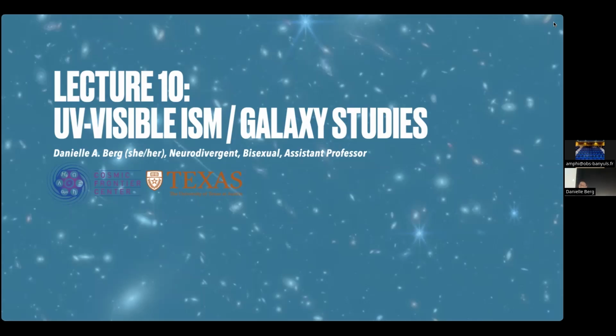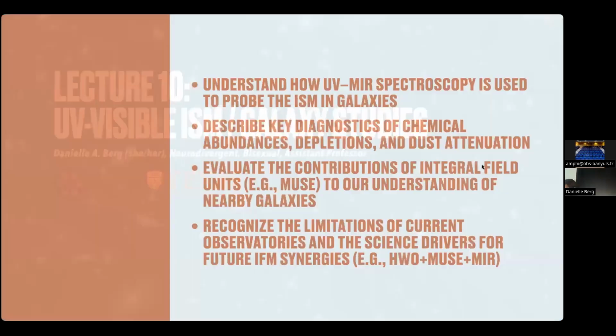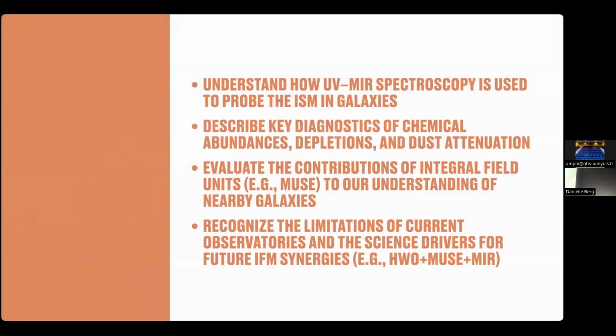I'm going to talk to you today about what was originally invited to be the UV visible ISM and galaxy studies, but I'm going to extend it to the mid-infrared because I think that's really important in today's JWST era. My goals for this lecture are to talk to you about how to understand the spectroscopy that we see and how we use it to probe the interstellar medium in galaxies, their conditions, their abundances, the things that they're telling us. Describe key diagnostics of chemical abundances, depletions, dust attenuation.